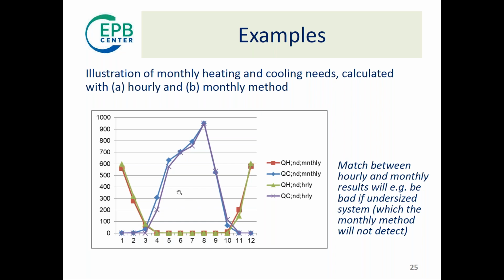But this might look good for the comparison between the monthly and the hourly calculation method, but be aware that the match can be quite bad. For instance, if you have more complications brought in, or if you have an undersized system. If you have an undersized system, the monthly calculation method would not detect it, would still remain the same, and the hourly calculation method would give much lower cooling needs because the system cannot cope with the needs.